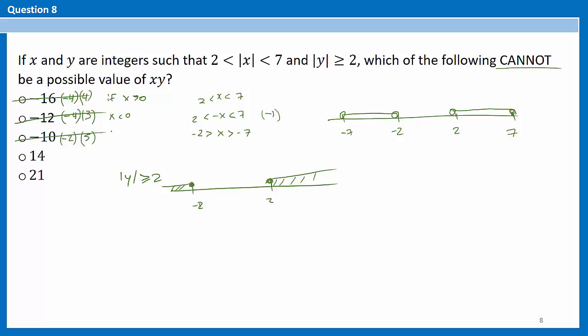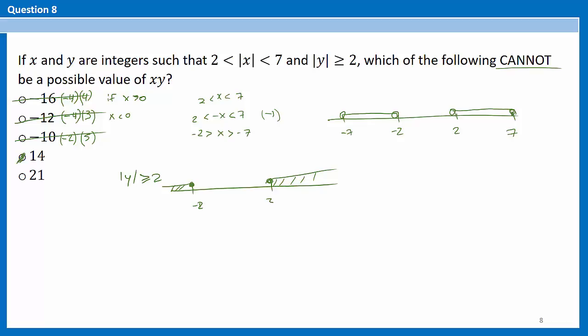14. 14, I need a 2 and a 7. Can I get a 2 and 7? I can get neither from x because they're open on both sides. But I can only get one from y because if I take a 2, I can't take a 7. If I take a 7, I can't take a 2. If I take a 14, I would need a 1. But I can get 1 from neither x nor y. So D must be the option. Okay, D must be the option.